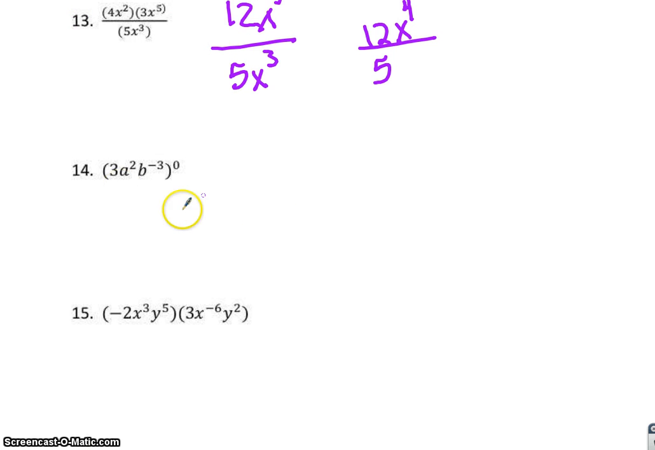What you need to realize on this next problem is that everything in here is to the 0 power. All of it. Anything to the 0 power equals 1. So since all of this is to the 0 power, your answer is just 1.